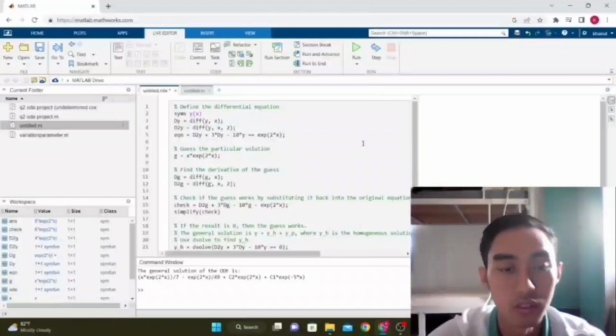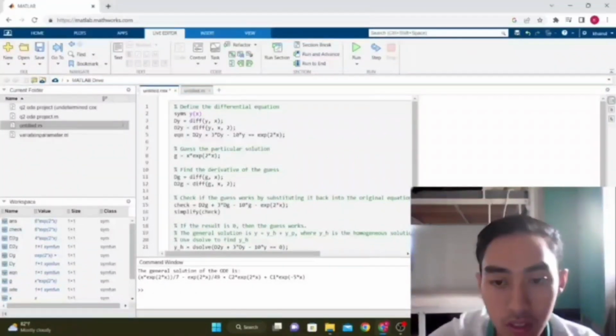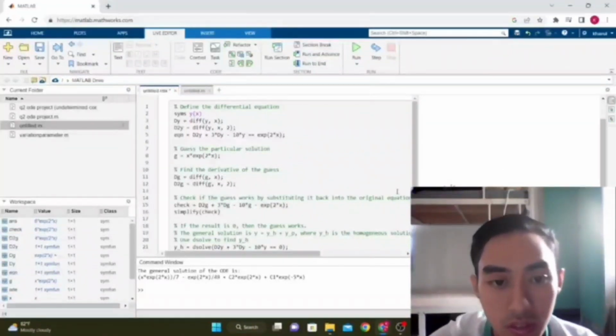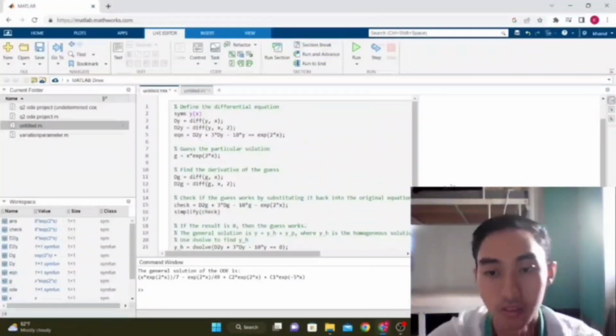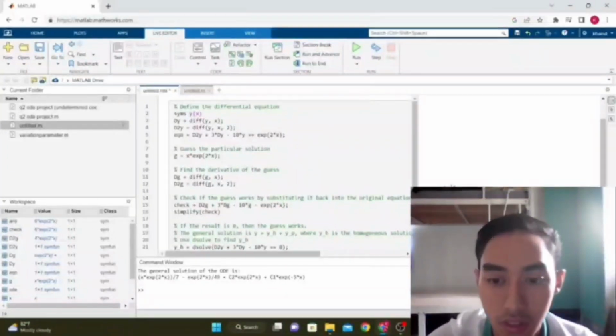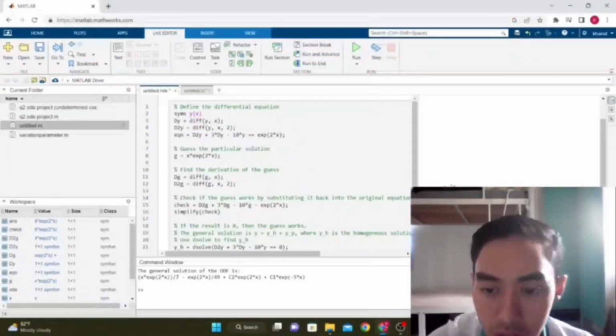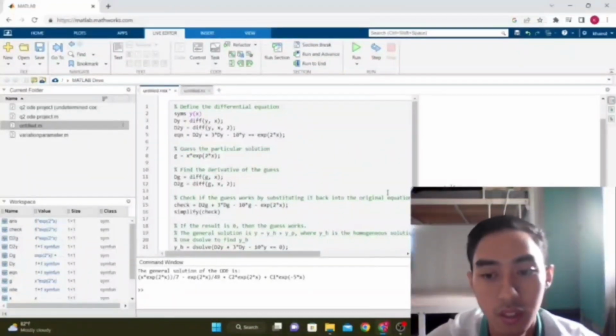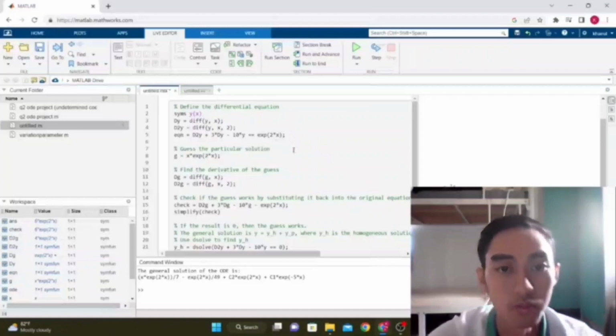Okay, so here is the MATLAB simulation for question number 2, which is to determine the coefficient and find the general solution. So here is the answer, which is x multiplied by exponent to the power of 2x plus exponent to the power of 2x plus exponent to the power of negative 5x. Okay, so I'm going to explain the simulation that I'm using.